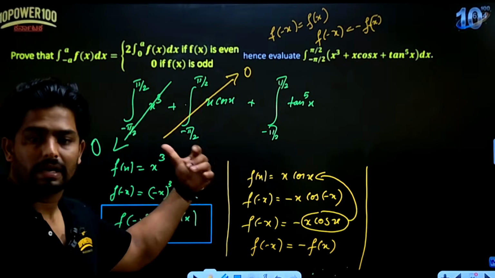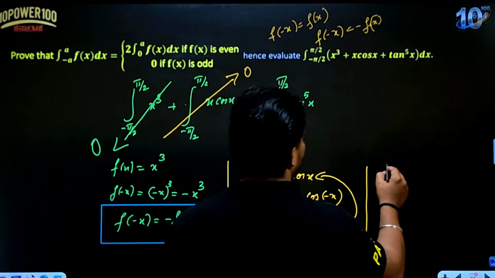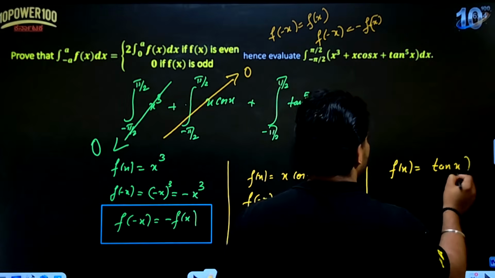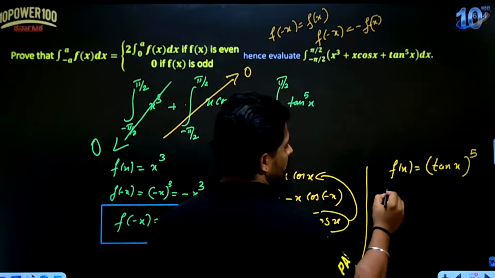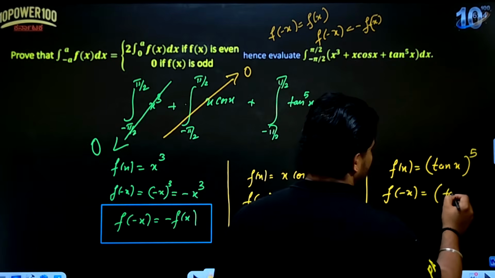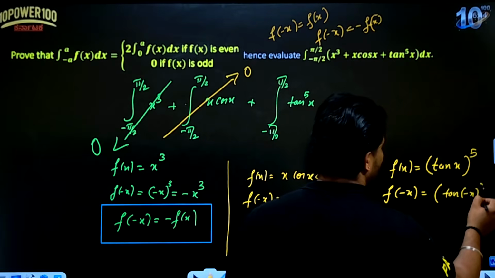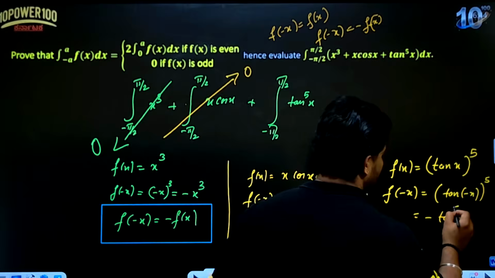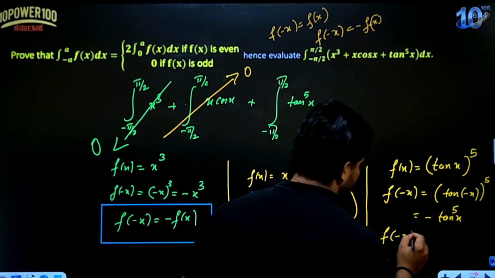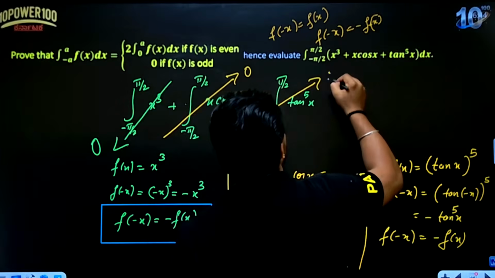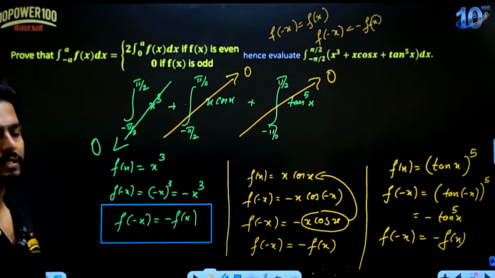Simple concept. See, if you know the concept, you can solve anything. Now here f of x is what? f of x is equal to, take it like this, tan x to the power 5. Okay, so now replace f of minus x is equal to tan of minus x whole to the power 5. So minus comes out, so minus tan x to the power 5. So f of minus x is equal to minus f of x. This is also an odd function. So this answer is also 0. Okay, so this answer is also 0.